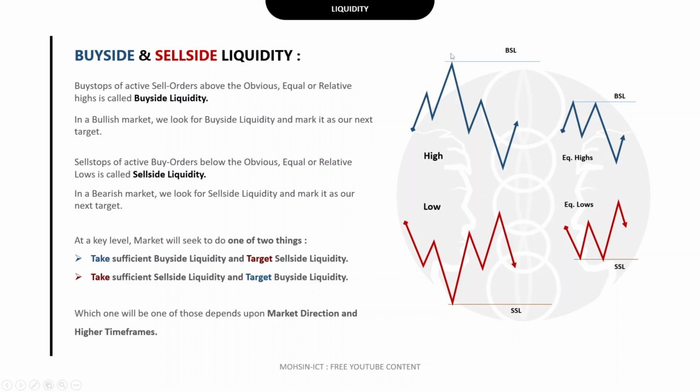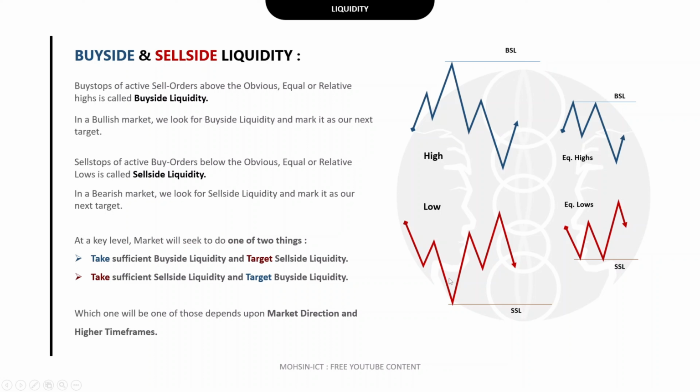Here you can see this is an obvious high which we have marked as BSL, buy side liquidity, and there are equal highs also marked as buy side liquidity. When we see this high formed in a bullish market, we want price to go and take it after a certain period hitting a higher time frame key level. And this one as well.